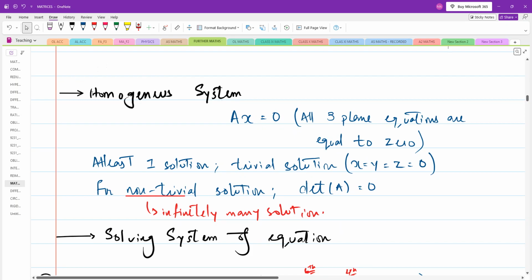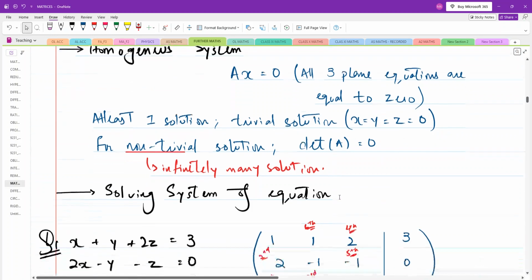Okay, so these homogeneous systems have at least one solution, and it is known as a trivial solution. I'm going to be saying this again. These equations have at least one solution, and that solution is known as the trivial solution, and that trivial solution is x, y, and z all equal zero. So that is the trivial solution in case all three planes are equal to zero.